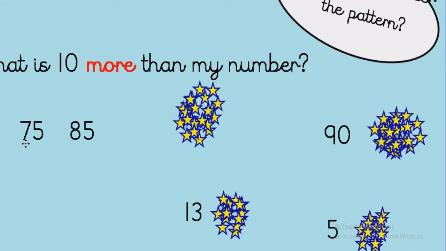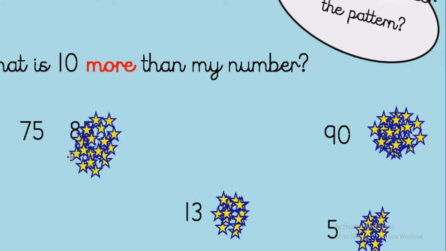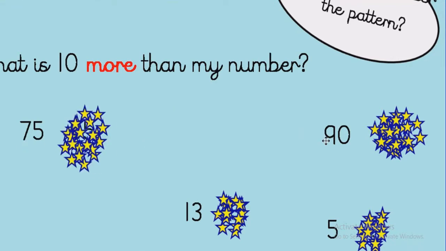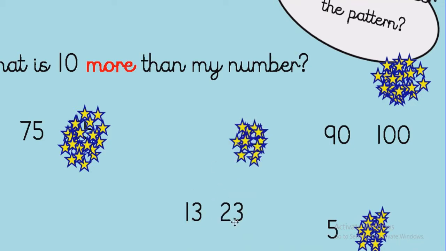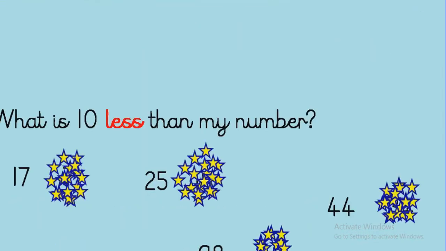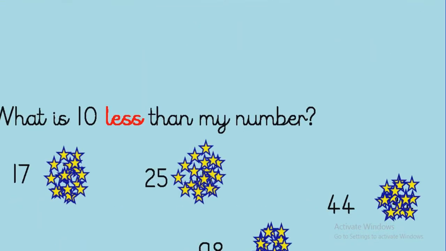85. 7 tens. 8 tens. Well done. 10 more than 90. You're right. 100. 10 more than 13. Remember the pattern. 23. 1 ten. 2 tens. Well done. 10 more than 5. 50. Super stuff.